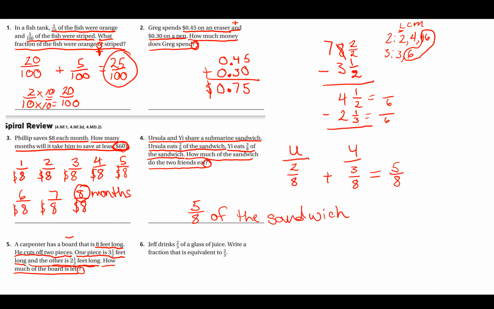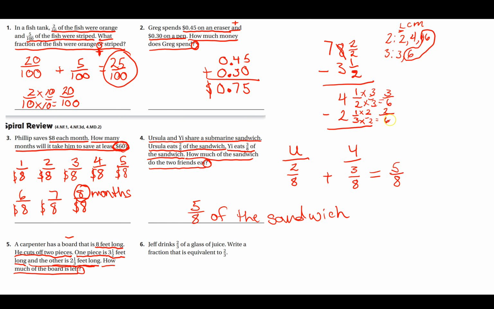And then it's very similar to problem 1 over here, where we have to multiply. Whatever we multiply the denominator by, we multiply the numerator by the same thing. 3 times what is 6? Well, 3 times 2. So I multiply the numerator by 2, and I get 2/6. And then up here, 2 times what is 6? Well, we already figured that out, 2 times 3. And then I multiply this numerator by 3 as well. 1 times 3 is 3. Okay, so I now have 4 and 3/6 minus 2 and 2/6.